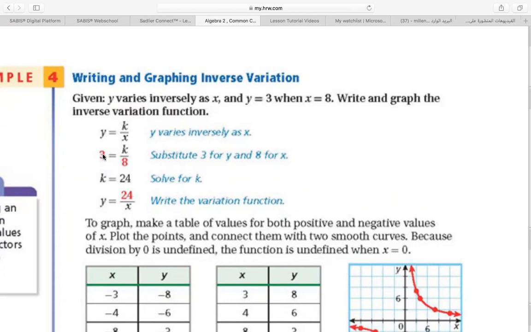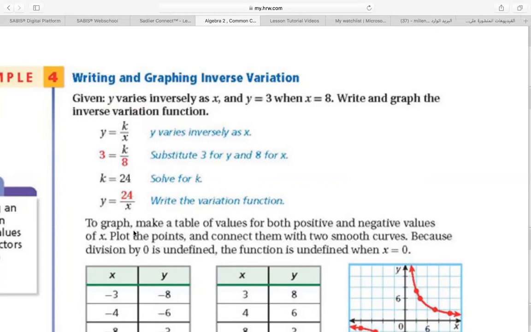So first I want to know the value of k so I can write the function correctly. I know the value of y, so I'm going to substitute its value. Y is equal to 3 and x is equal to 8. So k is equal to 3 multiplied by 8, so it is equal to 24. Y is equal to 24 over x.